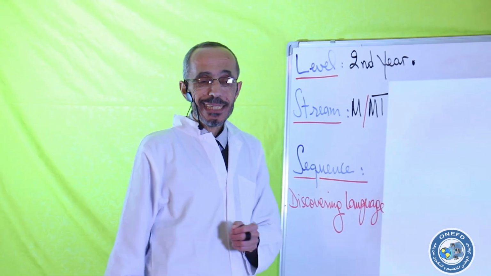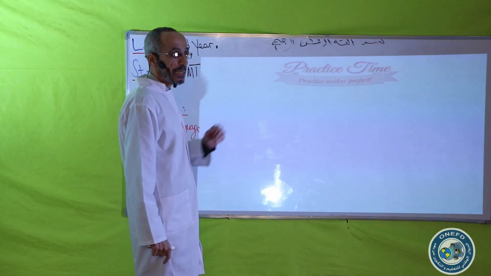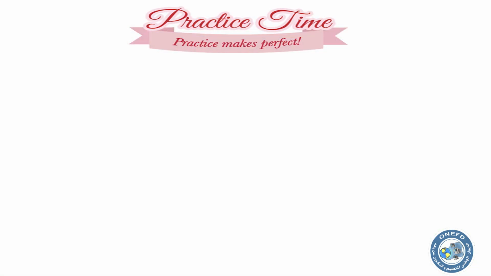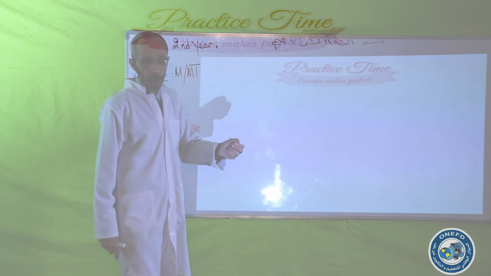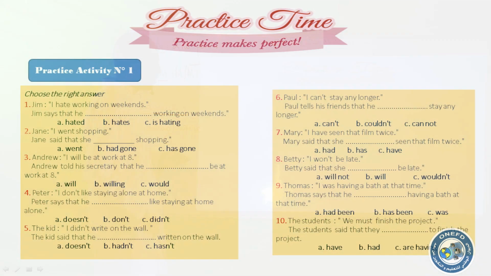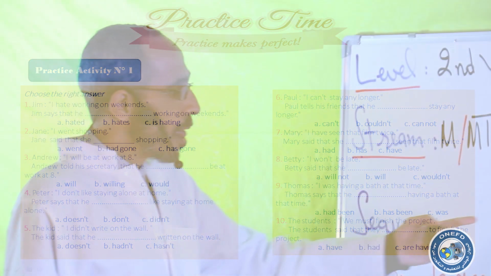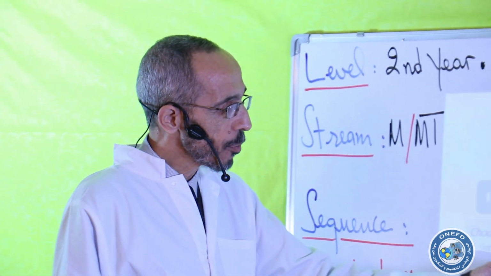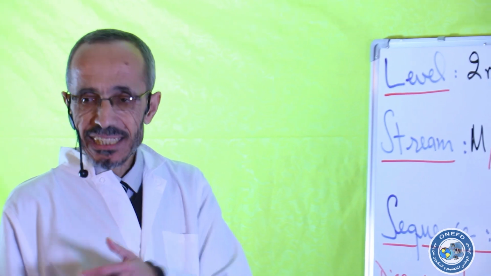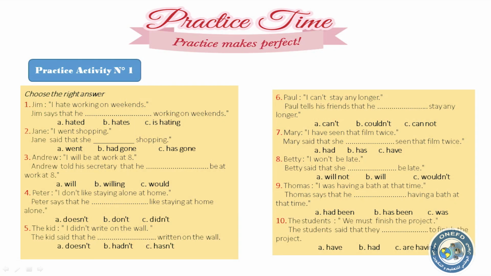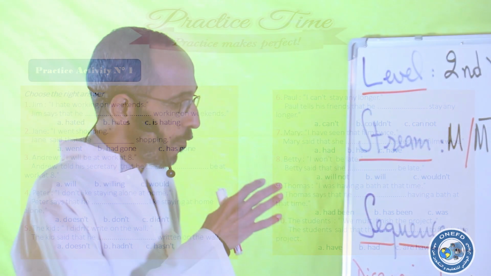Well, now it's time to practice. Let's practice and see. Practice, as you can see, makes perfect. We will understand more when we put theory into practice. Practice activity number 1. Choose the right answer. We have an MCQ activity. For each question, we have 3 choices, A, B, and C. Choose the right answer to complete each sentence. I'll give you 5 minutes to do that.